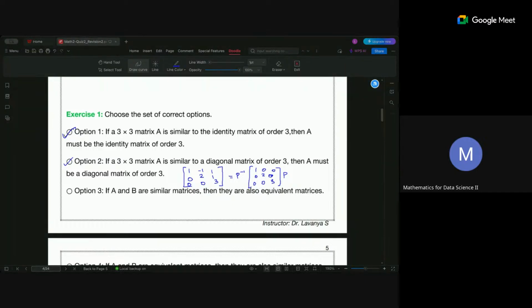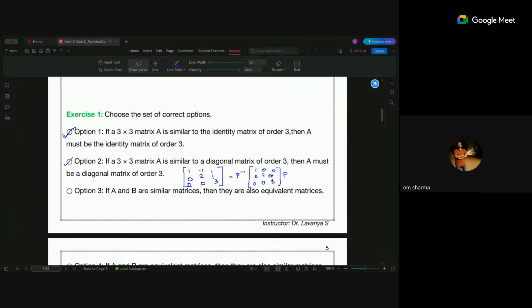Yes, Om Sharma. Ma'am, after multiplication, like P inverse into matrix A, then the resultant will be multiplied with P. The matrix we obtained will be similar to this matrix on the left side. It will be equal to that matrix. Yes, okay, got it.